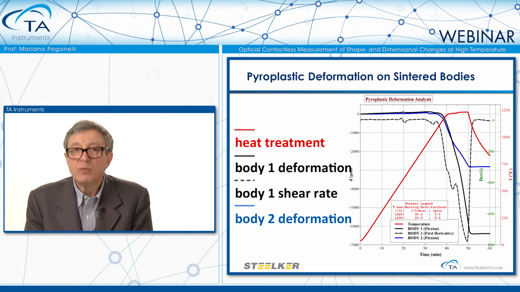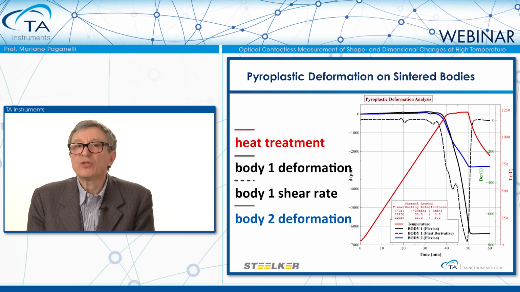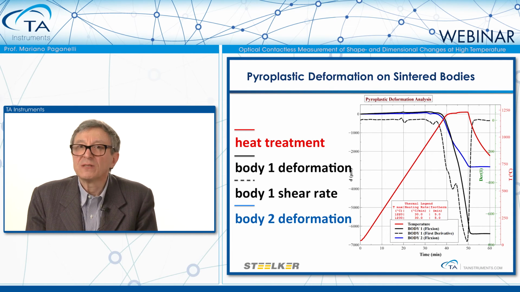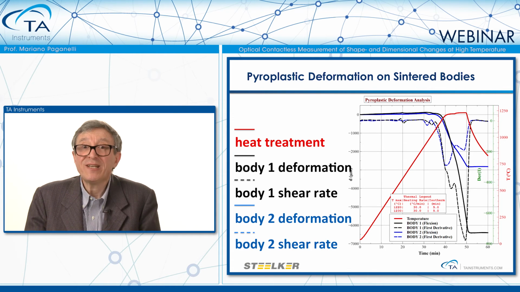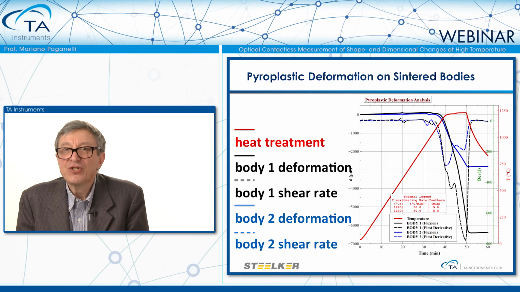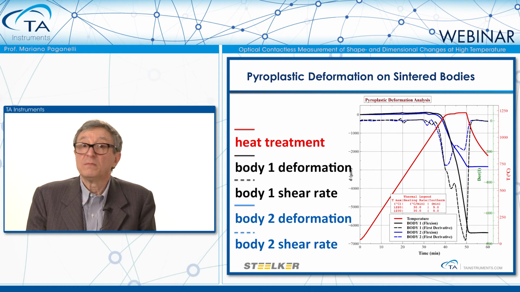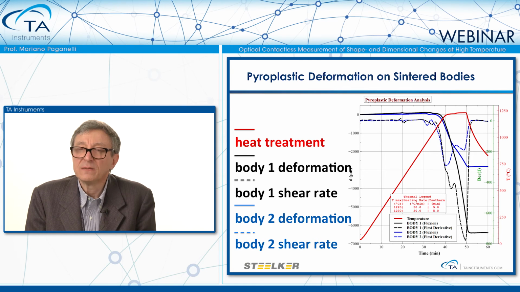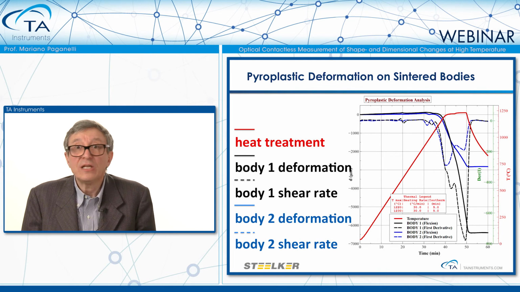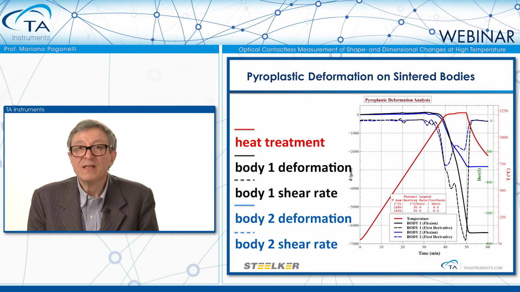Look at this. The blue line is the pyroplastic deformation of body 2. The difference is impressive because the total deformation is less than half. Only because of this it is a better body than the other. But what is really impressive is the derivative, the shear rate, because this body goes against the Arrhenius law. Rising temperature, the shear rate or the viscosity is decreasing. How is it possible? Because this glassy phase is interacting with the matrix, and crystallizing, it is not going to be more and more viscous, but it is going to become less viscous. And this, from the industrial perspective, is a tremendous advantage.